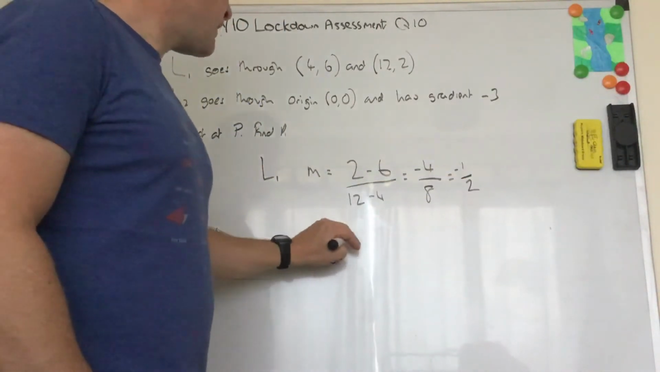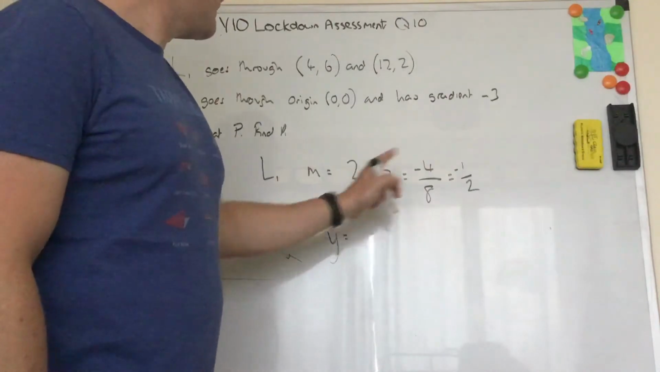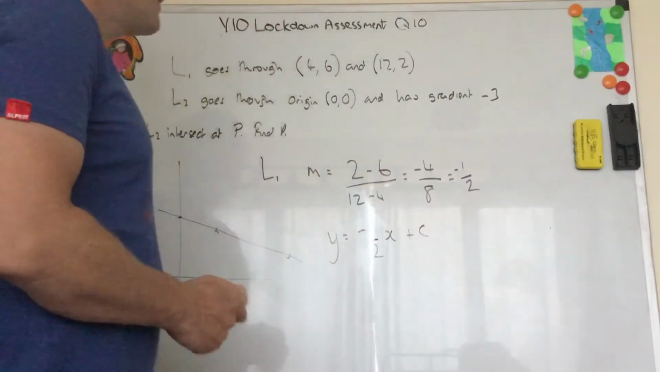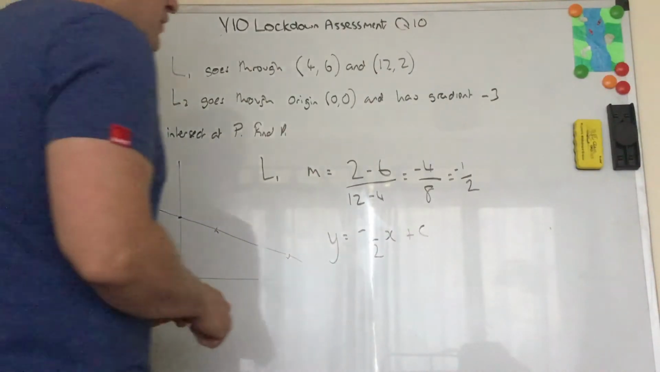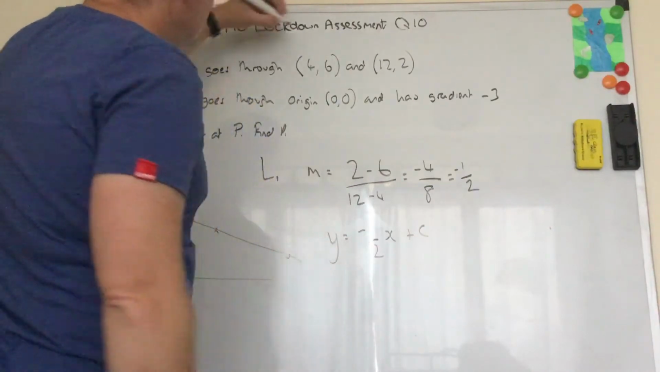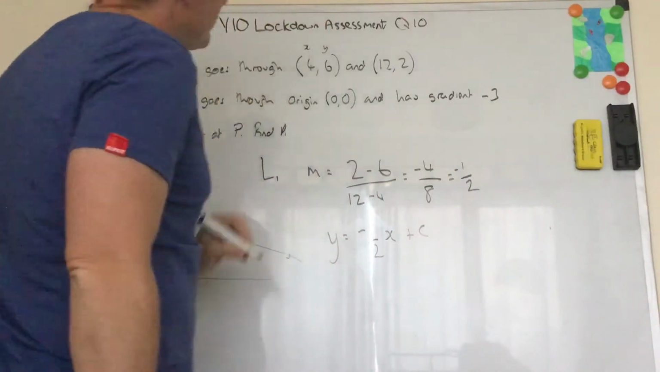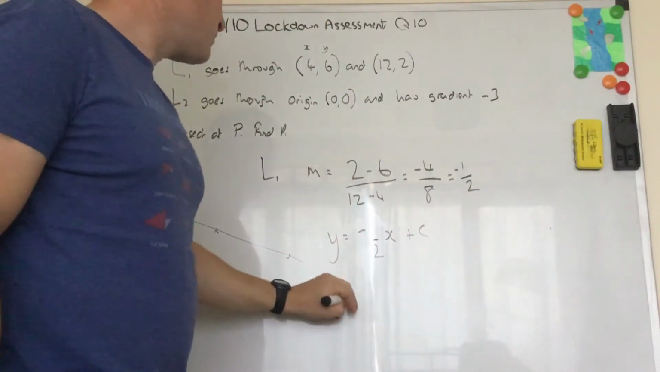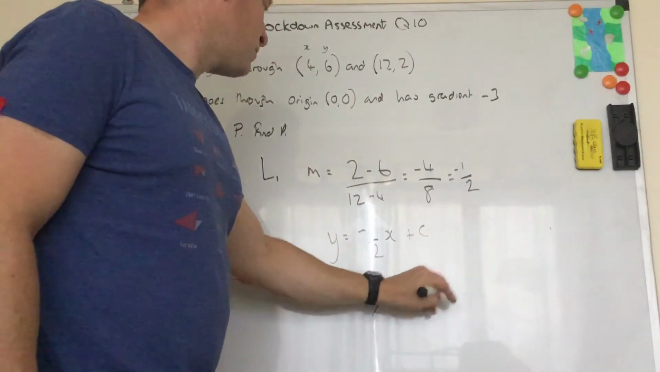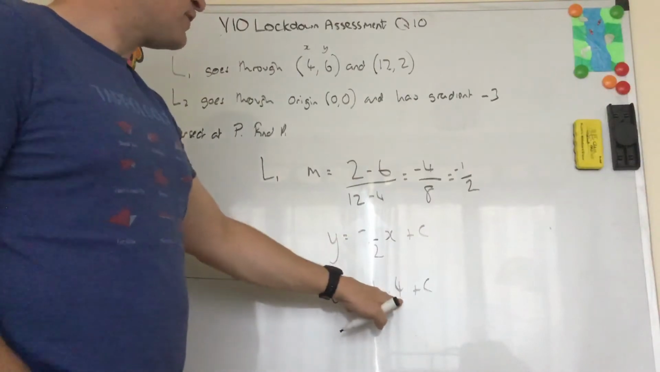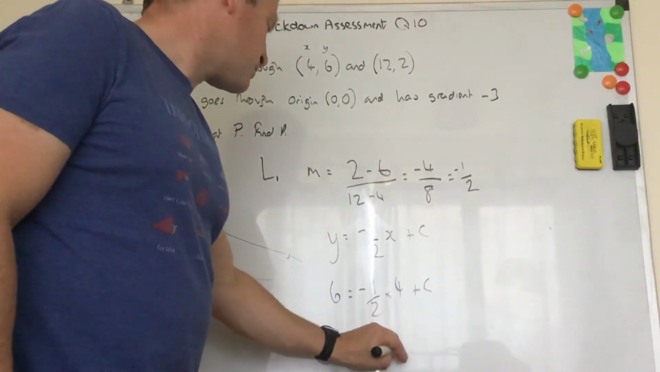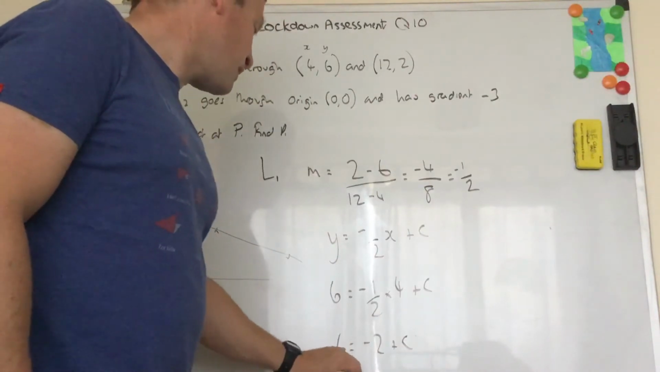The equation of a straight line is y equals mx plus c. I know m is minus a half, so y equals minus a half x plus c. I need to work out what c is. To do that, I can sub either of the 2 points I've got on the line in as x and y. So when y is 6, we get minus a half times x, which is 4, plus c. Minus a half times 4 is minus 2. So 6 equals minus 2 plus c. Add the 2 and we get c equals 8.